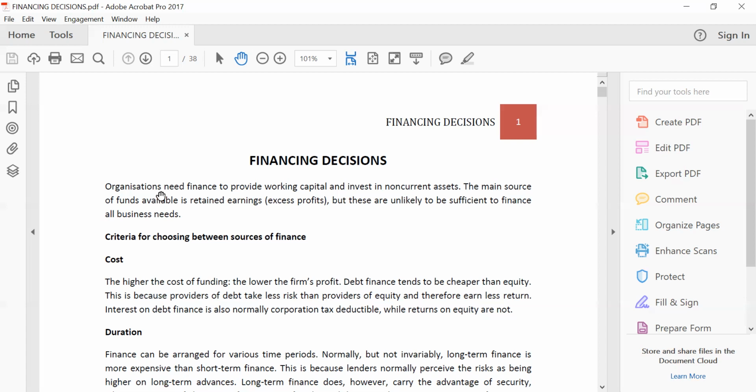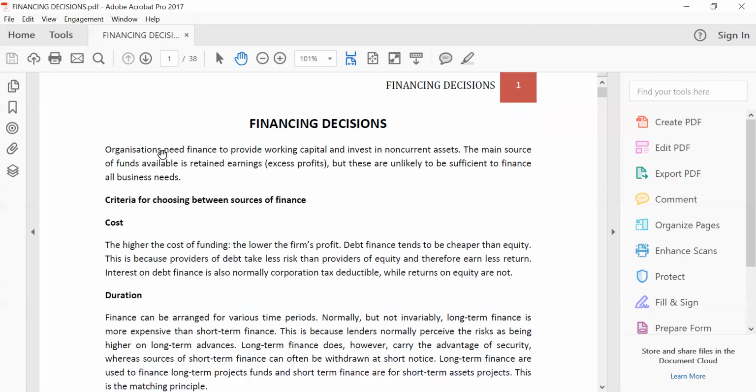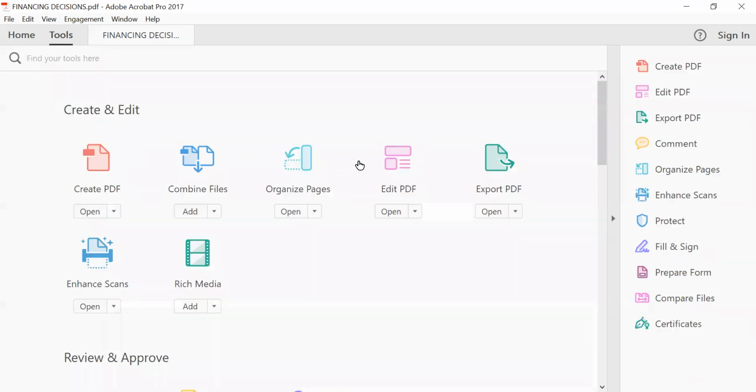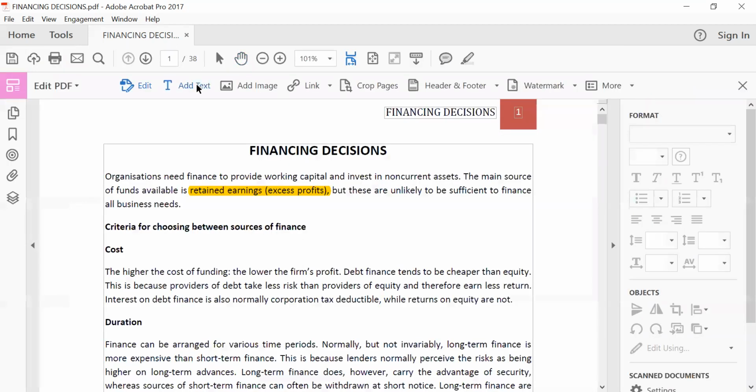Financing decisions. Right. Just pardon me to do a little reading. So organizations need finance to provide working capital and invest in non-current assets. The main source of funds available might be retained earnings, that is excess profit. And excess profit is a form of equity. So we can have it as retained earnings, or we can have it as equity or debt. So let me indicate that here. So it can be a form of equity.